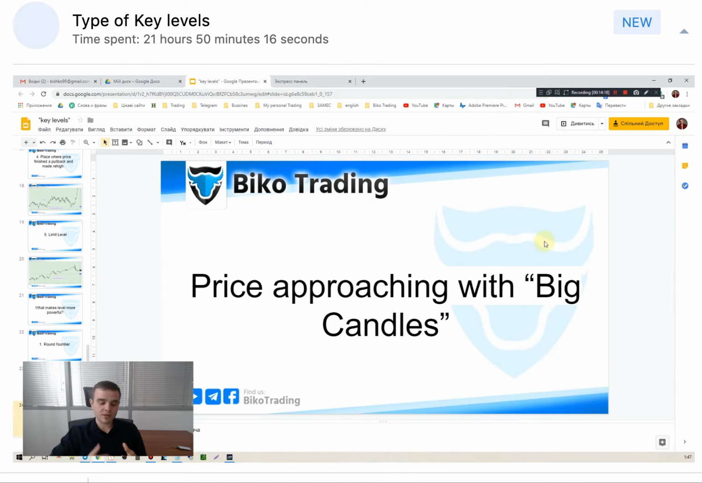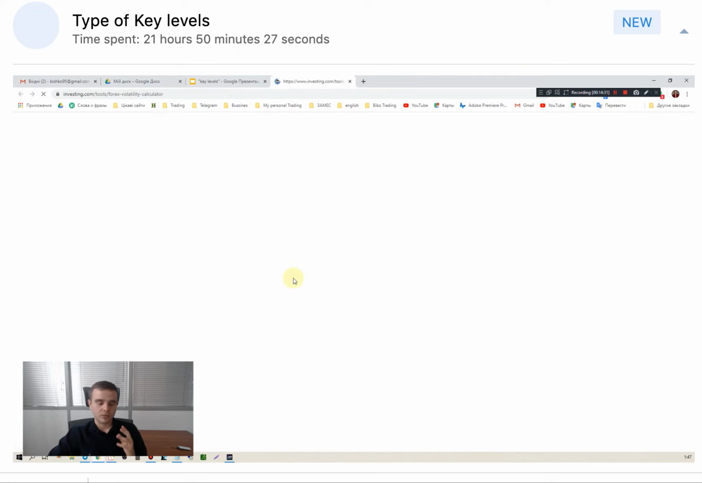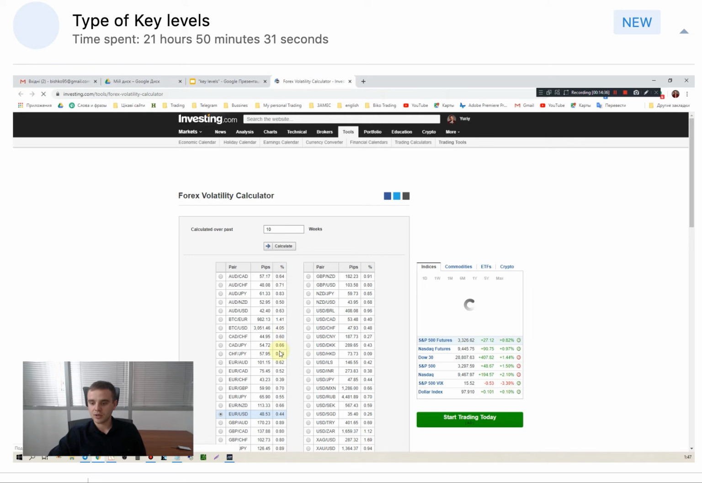It's also most powerful to trade key levels when price approaches with big candles. What are big candles? It is when price hits some key level with more than one ATR. ATR is the average daily move. And how can you use it in your trading?